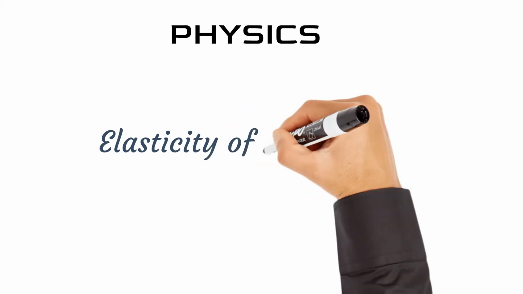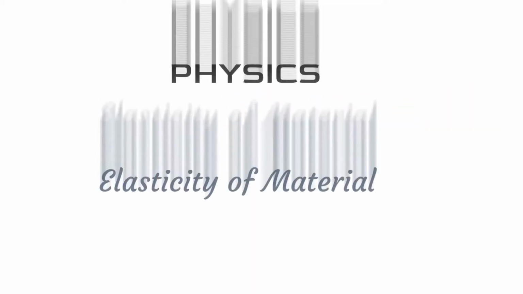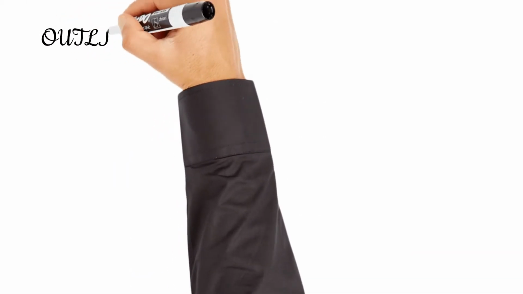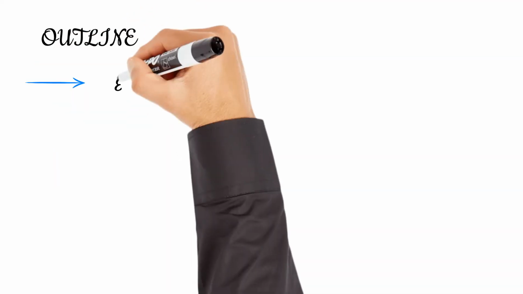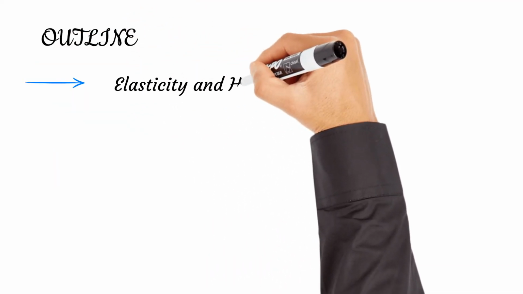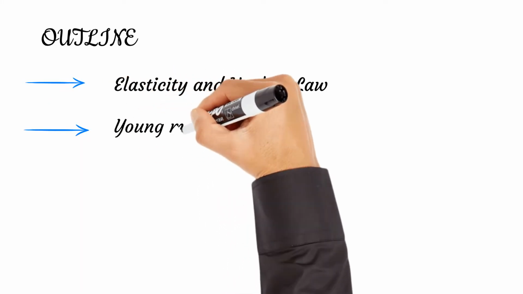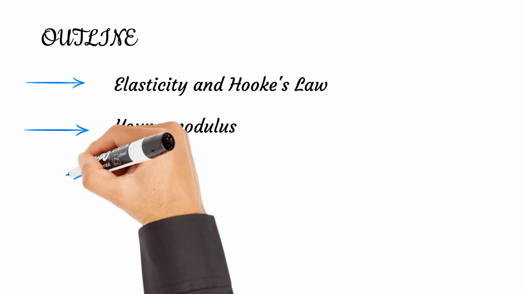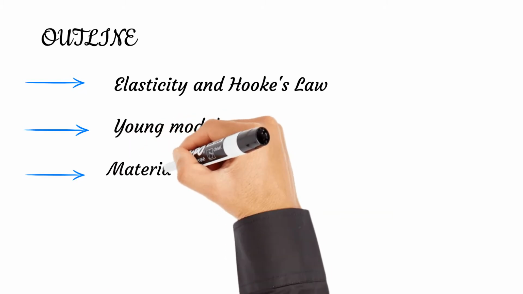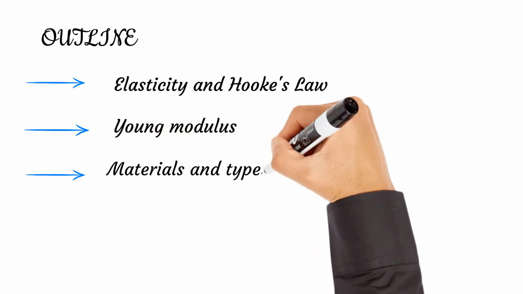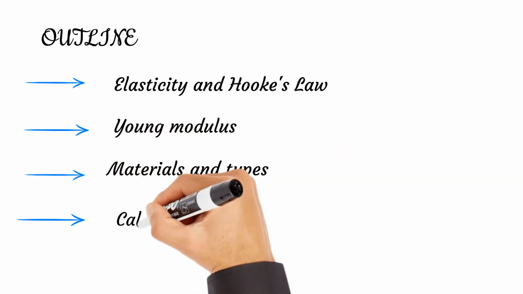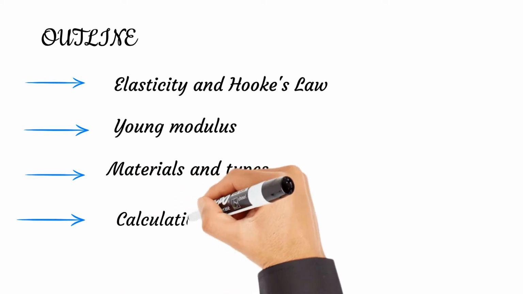Physics. Elasticity of material. We're going to look at the following outline: elasticity and Hooke's law, Young modulus, material and their types, and then finally we'll look at some calculations.